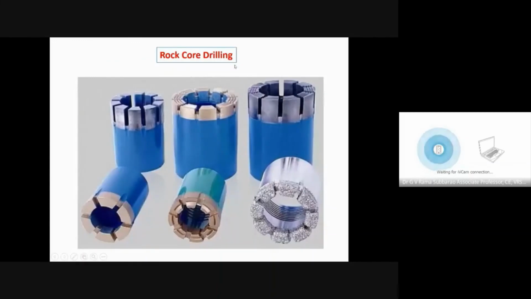This is rock core drilling. Here you can see these are all NX cores. This is what we call core drilling. This is also one method of drilling. Whenever your ground consists of rocky strata, you cannot do auger boring, you cannot do wash boring. Even percussion boring is difficult. In that case, we will go for rock core drilling.